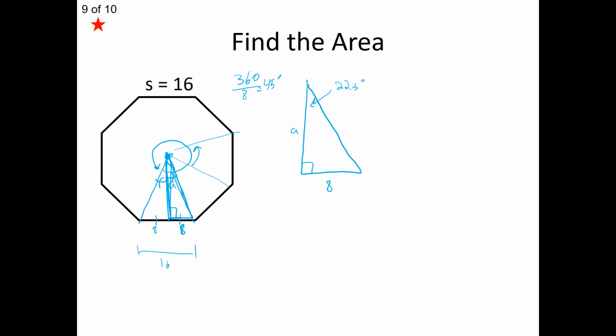Now, here's the problem. That's not one of our nice angles, right? We're looking for a 30 or a 45 or a 60. So what do we do with 22.5? We're going to have to use trigonometry.